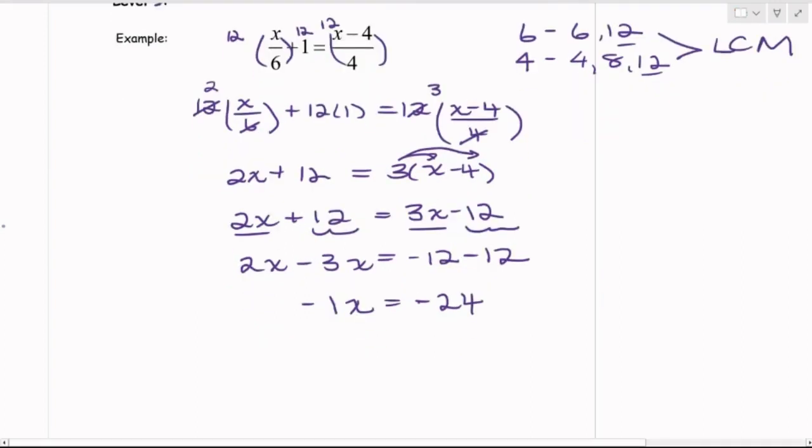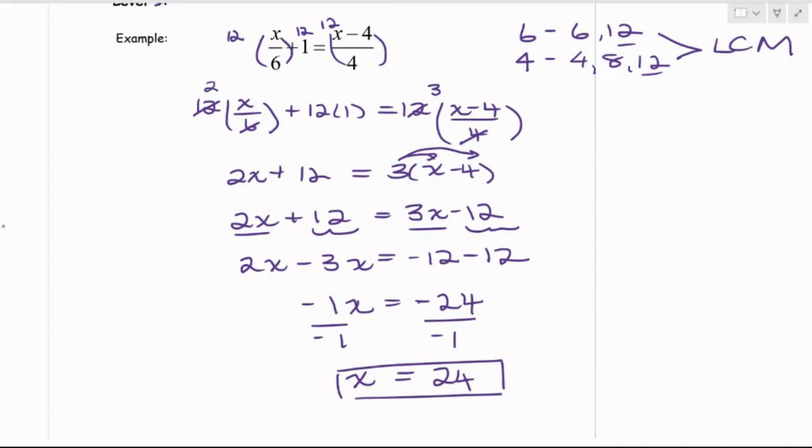Now, we don't want to leave it like that. We always want positive 1x. That means I'm going to divide by negative 1 here, and dividing by negative 1 here, because it's showing you a lot, actually. I'm loving this question. X is equal to positive 24. And that's your final answer.